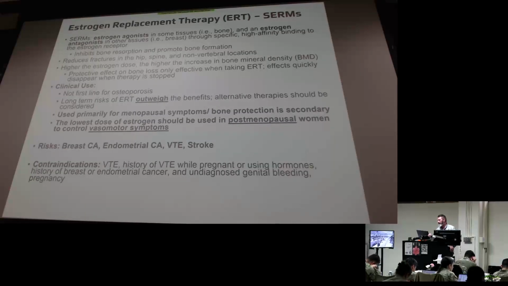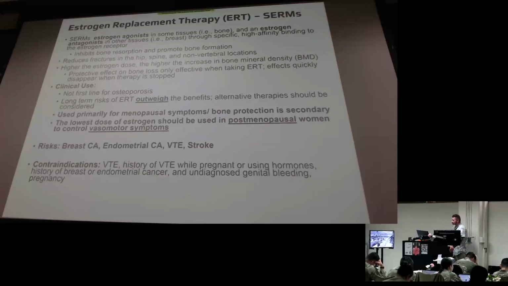Not first line clinically. The long-term risks of estrogen replacement outweigh the benefits in osteoporosis. Always consider other therapies first. Usually, if you're going to use estrogen replacement therapy or a SERM, it's used primarily in postmenopausal women, and the bone protection is secondary. Low dose is going to help control the vasomotor symptoms that you get with menopause or premenopause. Beyond the scope of the class, but basically the primary use for SERMs or estrogen replacement is going to be the menopausal symptoms, the vasomotor symptoms, not osteoporosis.